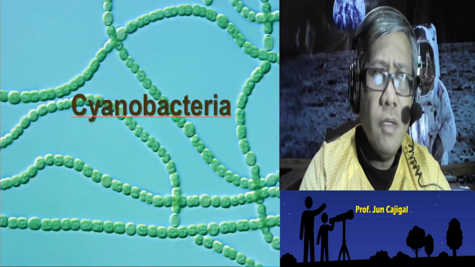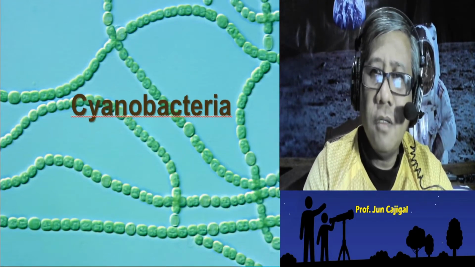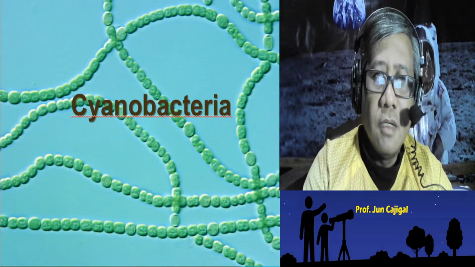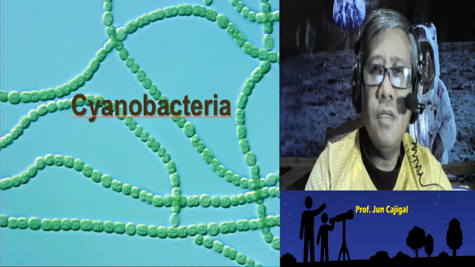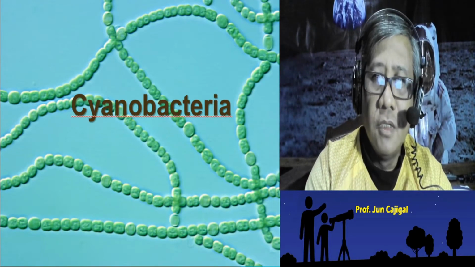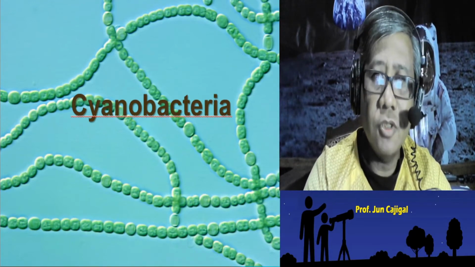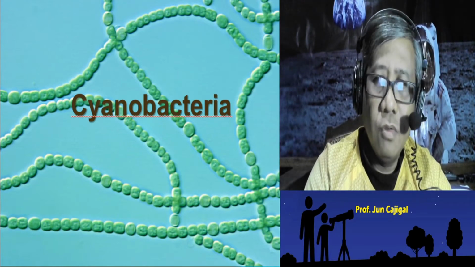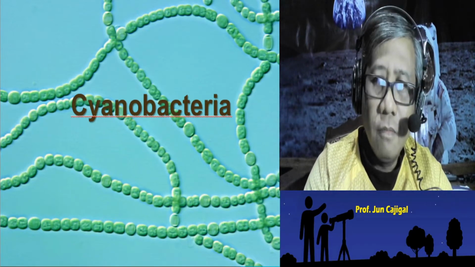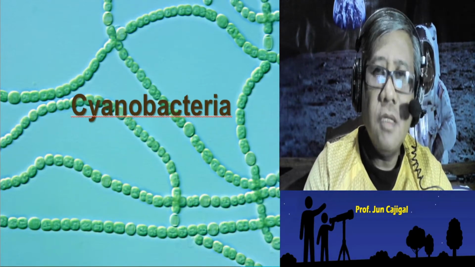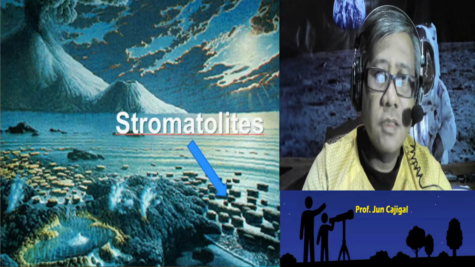Then eventually, after millions of years, some of these anaerobic bacteria mutated. Some of them were able to harness the energy from the sun. So they developed chlorophyll. And eventually, this led to the evolution of the so-called cyanobacteria. These cyanobacteria contain chlorophyll that enabled them to harness the energy from the sun. So they were capable of photosynthesis.